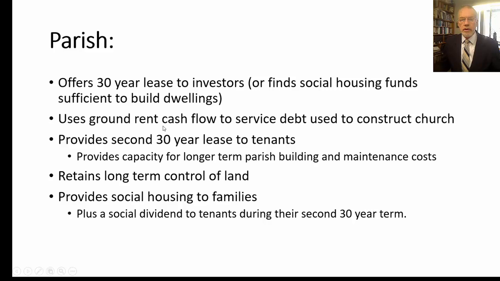The parish uses the ground rent cash flow to service debt to construct the church, and it provides a second 30-year lease to tenants. Now, really, that second 30-year lease costs the parish nothing, because by this time the investors have earned a reasonable rate of profit and they have had their principal investment repaid. But it provides a perennial income to the parish, and that provides the capacity for longer-term parish building and also the life cycle costing to maintain the church, maintain the dwelling assets and other things.